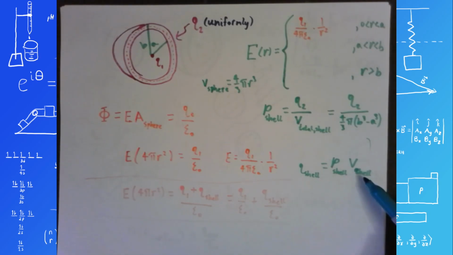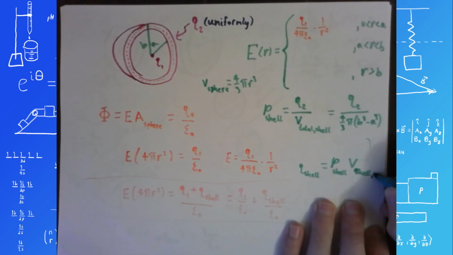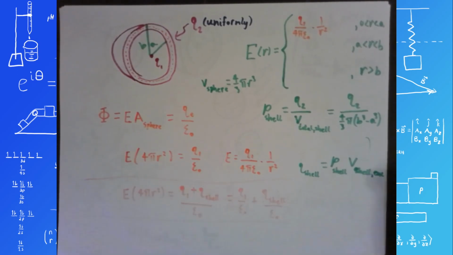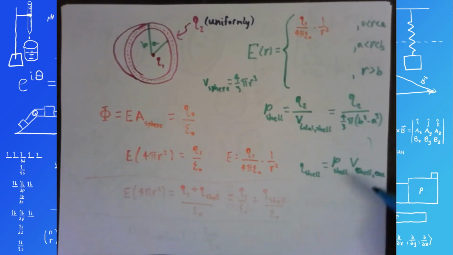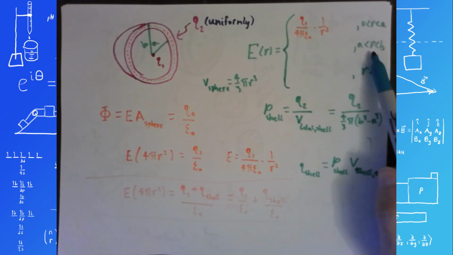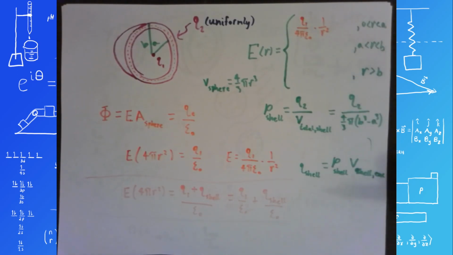Now, to get the volume of the shell, I'm going to call it volume of shell enclosed so that we can make it a little more distinct. What volume of our shell is actually enclosed? Well, in our region of interest, the radius of our Gaussian sphere is less than b. It's somewhere between a and b, so it's greater than a but less than b. So it's not going to include all the charge of the shell. It's only going to include a portion.